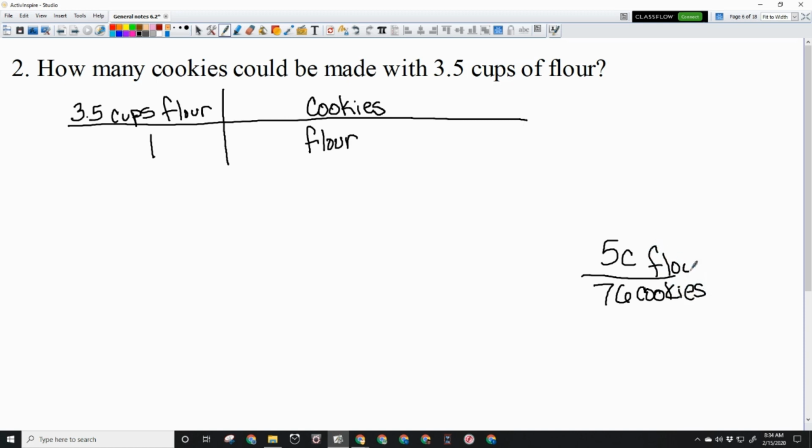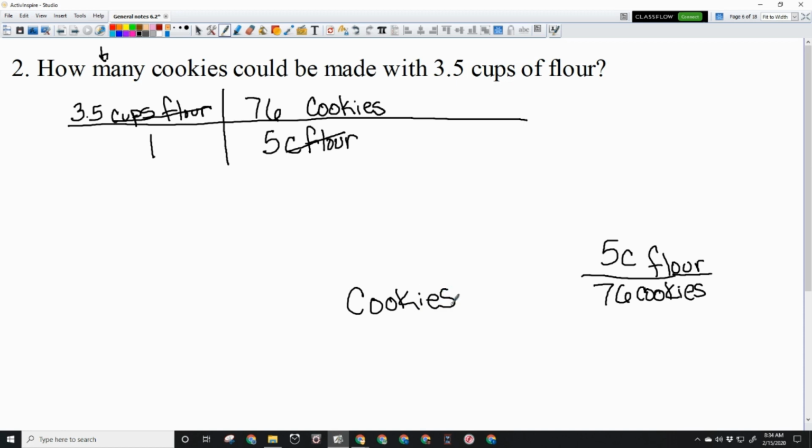So that is the conversion factor that I'm going to need. All right, so cookies and flour. So what's in front of cookies? 76. So I'm going to put 76 here and 5 cups of flour here. All right, so cups of flour is going to cancel cups of flour, and I'm going to be left with cookies. And that's what I want because here it says how many cookies can I make. So I'm going to go ahead and write down the unit that I'm going to have for my answer, and then I'm going to just calculate this.